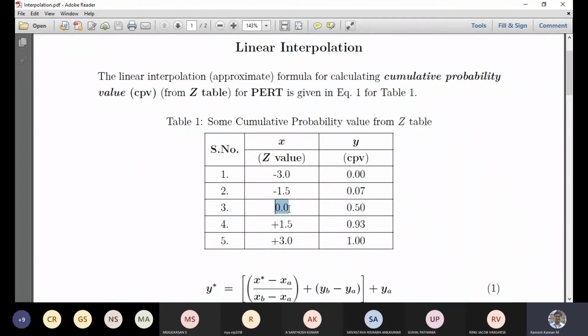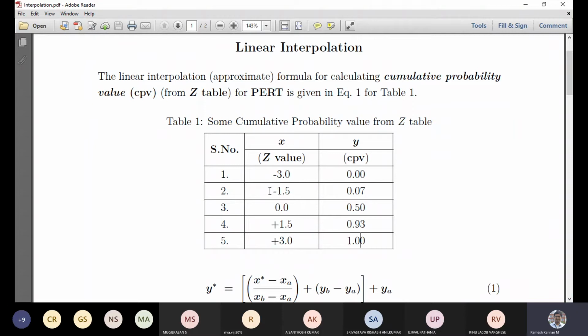Then you should remember, when the Z value is 0, the cumulative probability value is 0.5, which is 50%. So remember this: at minus 3 it is 0, at 0 it is 50%, and at plus 3 it's 1, or 100%.